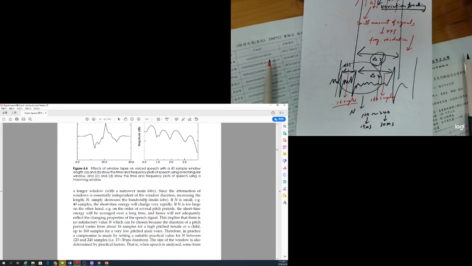Okay, so we are talking about windowing, speech windowing.